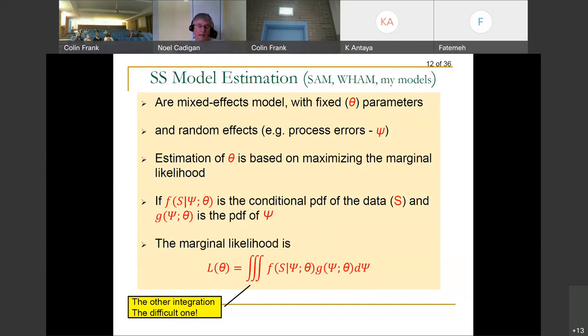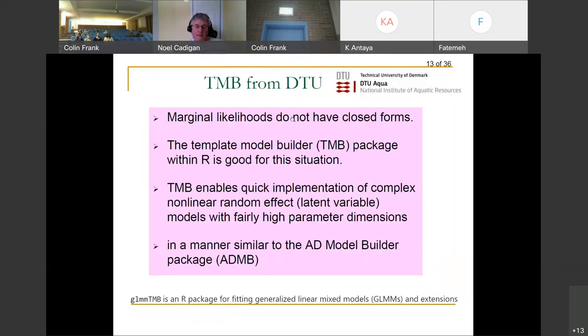for estimating theta. There's lots of evidence that this is a really good way to estimate the fixed effect parameters theta. But this is a different type of integration than just adding data, and it's the difficult one. The marginal likelihoods generally don't have closed forms, and that has been a big impediment historically to implementing state-space models and nonlinear mixed effects models in general.